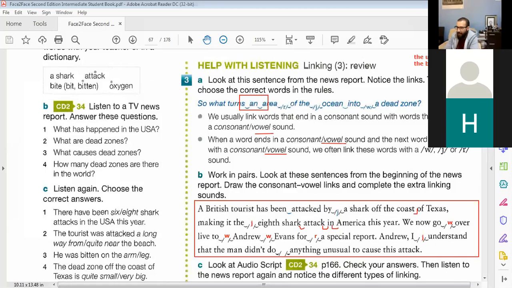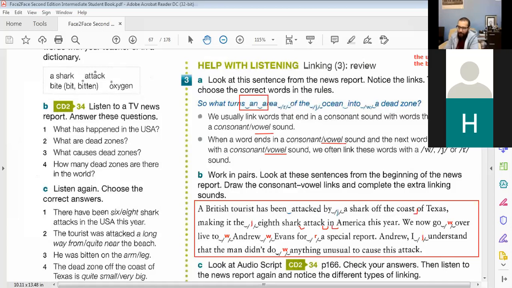I understand, correct. I understand that the man didn't do anything. Of course, when we're doing it now together slowly, it sounds so strange. It sounds so wrong, yeah. But when you listen to it done by a native at normal talking speed, you'll see that it sounds very natural.